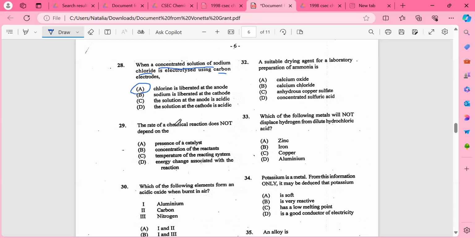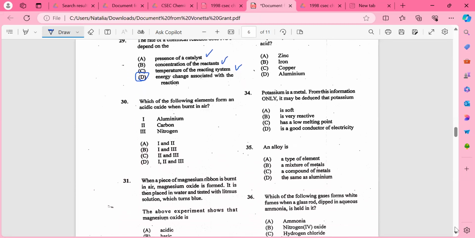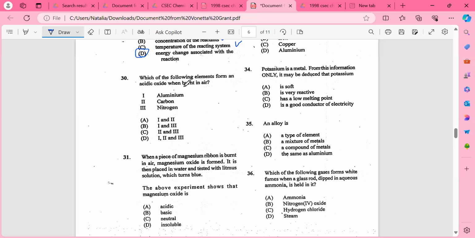The rate of chemical reaction does not depend on... So the rate depends on the catalyst, concentration of the reactant, that is true. Temperature of the reacting system, those are factors of electrolysis, does not depend on the energy change associated with the reaction. Which of the following forms the acidic oxide when burned in oxygen?